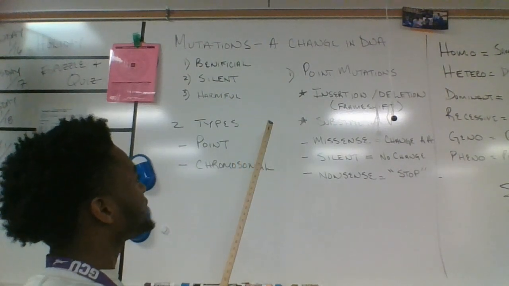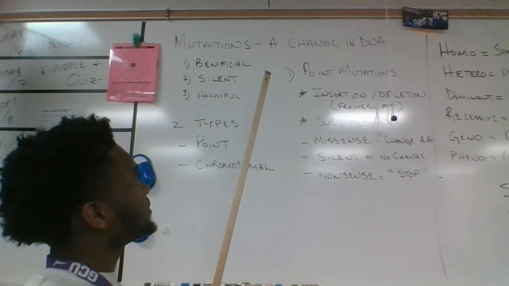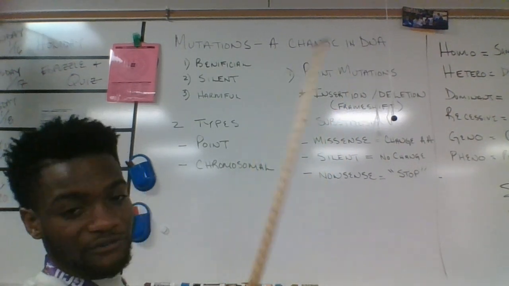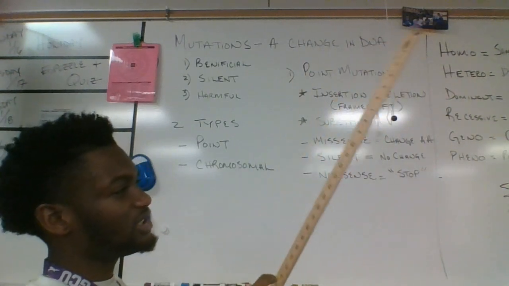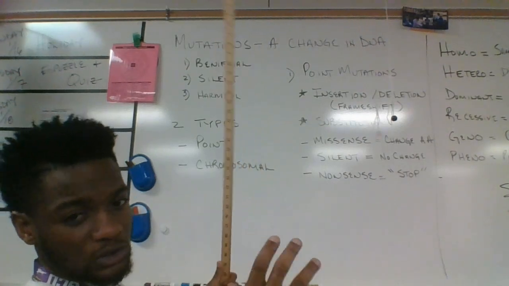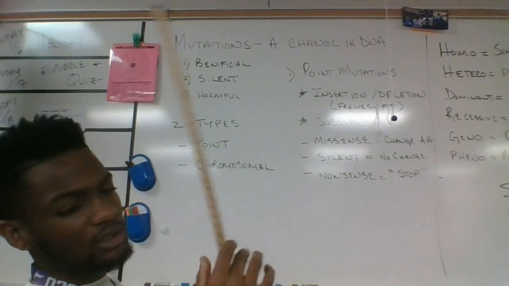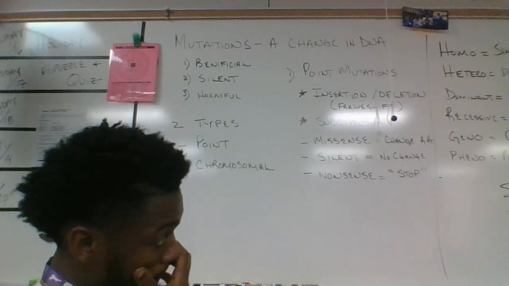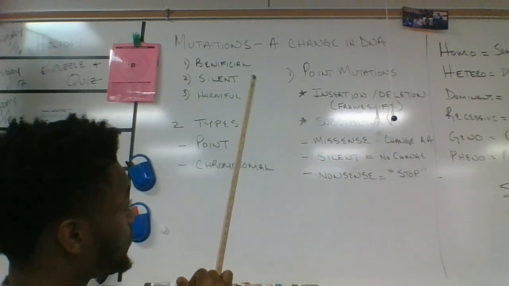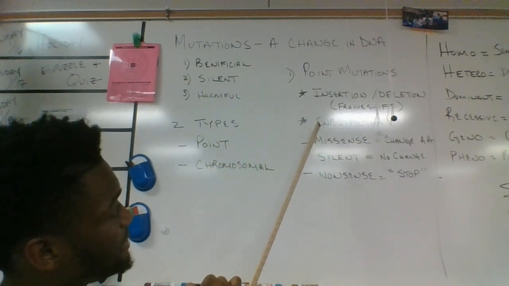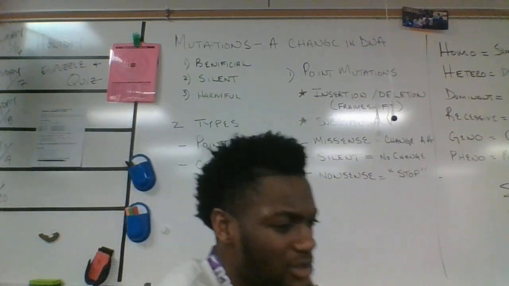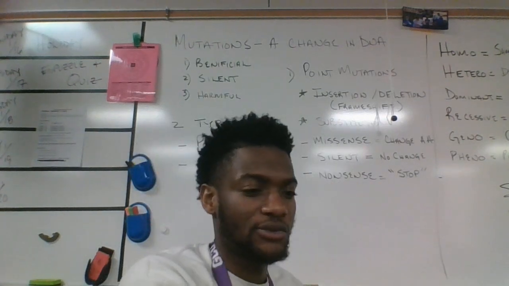There's two different types of mutations also inside of beneficial, silent, and harmful. We have point, which affect one trait, one gene, one allele, and we have chromosomal, which affect multiple traits and multiple alleles along the DNA sequence. So, knowing this, an example of one type of point mutation would be substitution, the one you guys often hear the most about. And let me show you guys exactly what substitution would be.